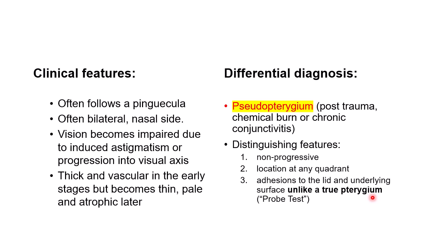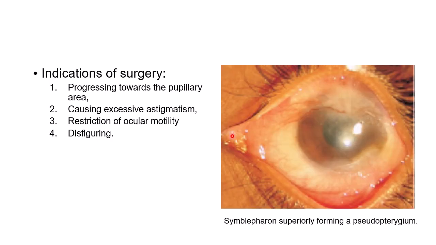So basically, in a true pterygium, you can pass a glass probe below the body of the pterygium, right? Because it is not tightly adhered. Whereas a pseudopterygium is a solid fibrotic mass. Tight adhesions are there to the lid and the underlying surface such that you cannot pass a probe below it. So that's the difference.